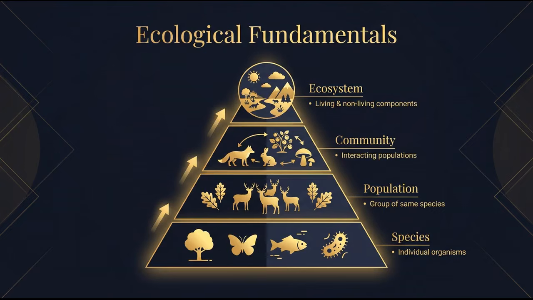Lesson 4. Ecological Fundamentals. To understand environmental science, we must grasp the ecological hierarchy. A population consists of members of the same species in a specific area. A community represents multiple interacting populations, while an ecosystem includes both that living community and its abiotic environment.